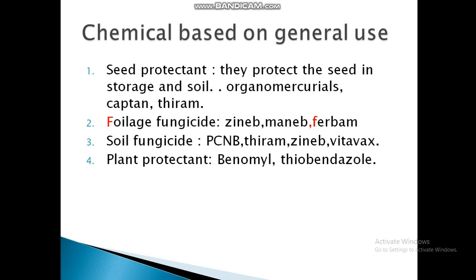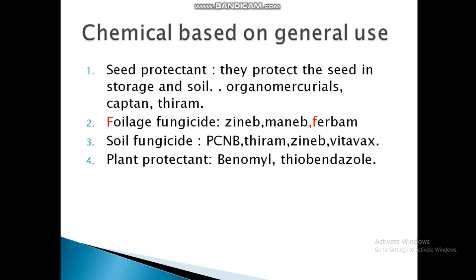Chemicals based on general use. We have seed protectants. Seed protectants protect the seed in storage and soil. Organomercurials, captan, and thirams are seed protectants. And we have foliage fungicides. Zineb, maneb, and ferbam are foliage fungicides.